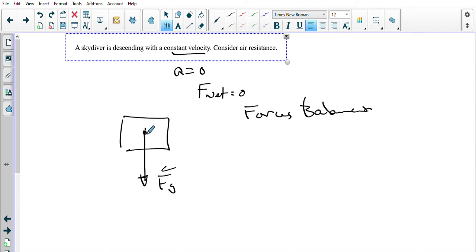And so we're going to have a force, let's call it F air, that's going up. And these two forces are going to be equal to each other. Forces are balanced. Net force is equal to 0. Acceleration is equal to 0.